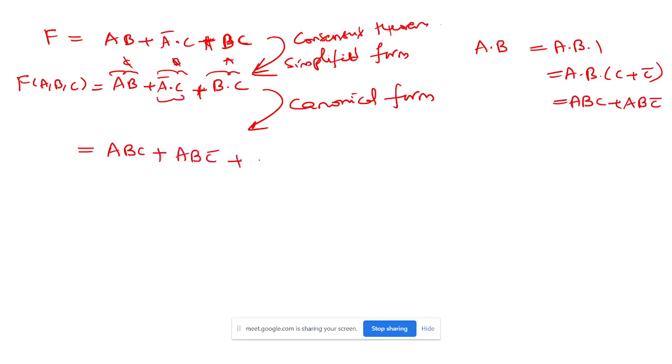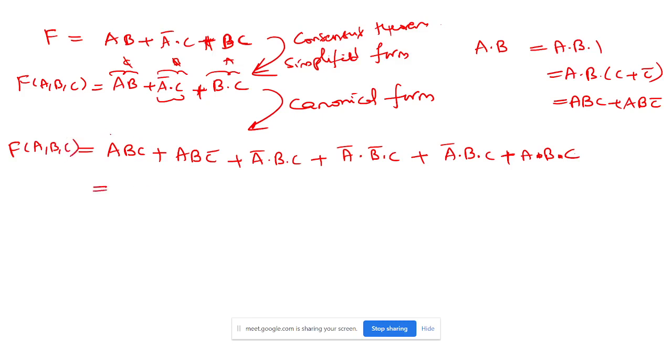Similarly, I can write A bar BC plus A bar B bar C. Let me know if I make any mistake here. Then A bar BC plus ABC. F of A, B, C. Now I have to write in terms of minterms, right? So uncomplemented form means A is 1, B is 1, C is 1: 1, 1, 0, 0, 1, 1, 0, 0, 1, 0, 1, 1, 1, 1, 1.